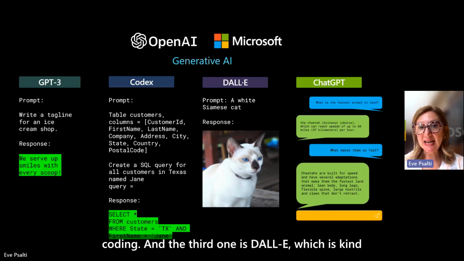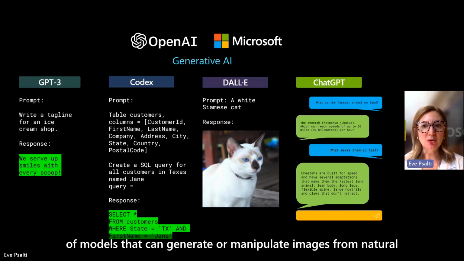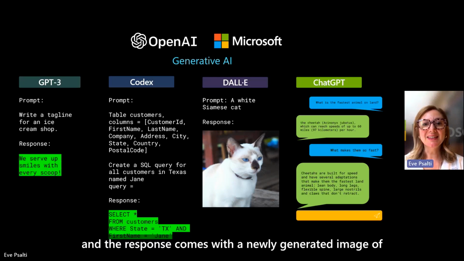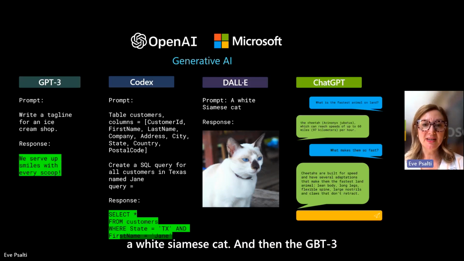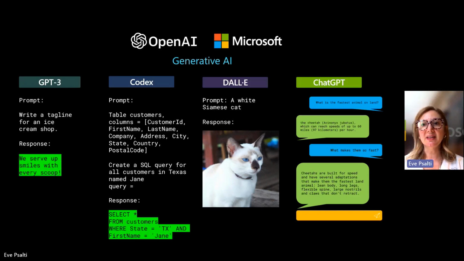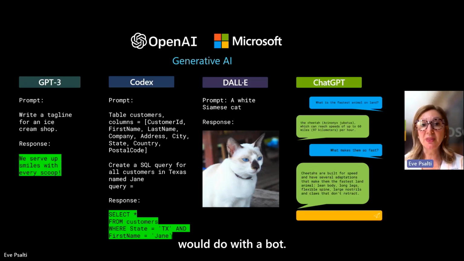And the third one is Dall-E, which is a text to image model. It is a set of models that can generate or manipulate images from natural language. In this case, the prompt says a white Siamese cat, and the response comes with a newly generated image of a white Siamese cat. And then the GPT-3 related model, ChatGPT, is a conversational AI that enables you to interact the same way you would with a bot.